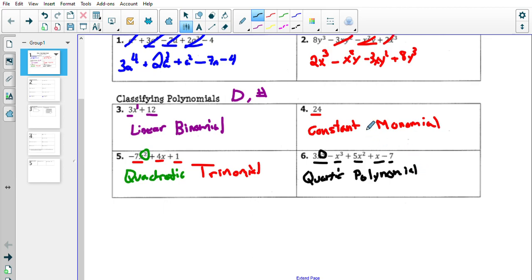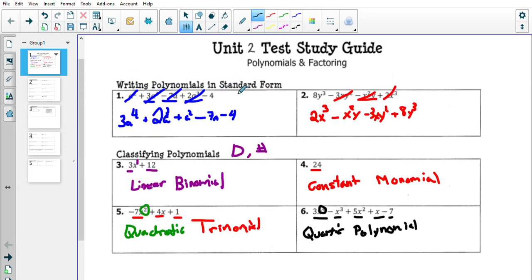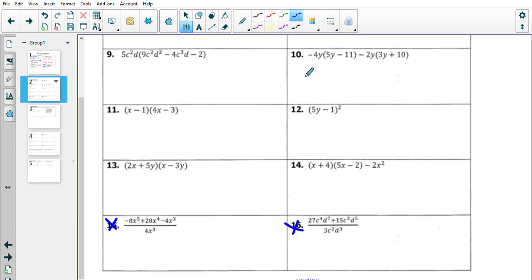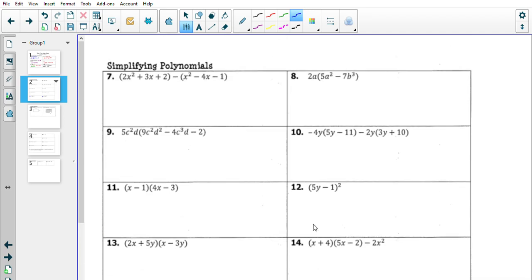Okay, so this is a quartic polynomial for its full classification. All right, so that's looking at standard form and at our classifying. And the last thing for this video is going to be looking at the simplification. Now notice I crossed off numbers 15 and 16. I don't want you to focus on those for me. All right, so let's take a look here.